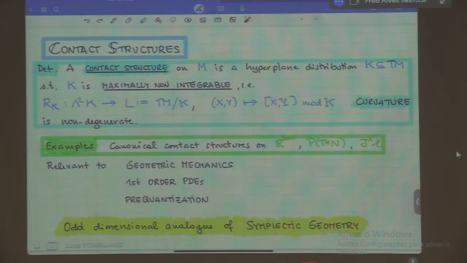Actually, this contact geometry turns out to be an odd-dimensional analog of symplectic geometry in many respects. Even more, there is a dictionary that allows you to translate from symplectic and related structures to contact and related structures. If I have some time at the end of the talk, I will briefly mention some details about this dictionary.